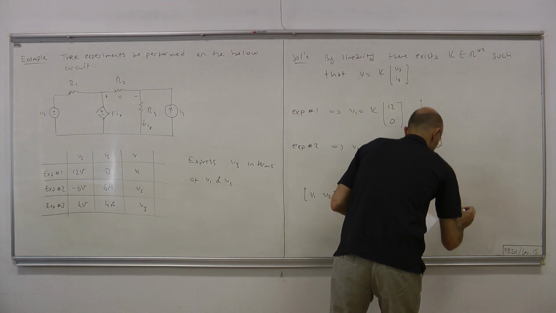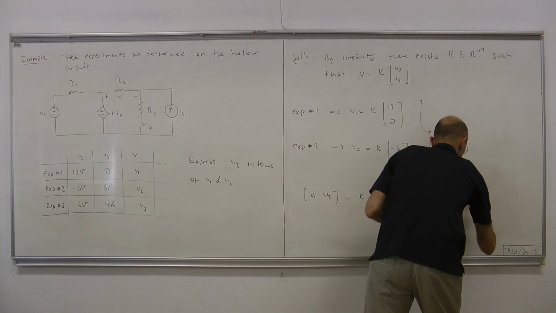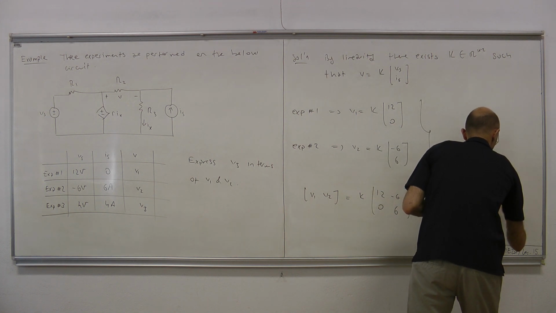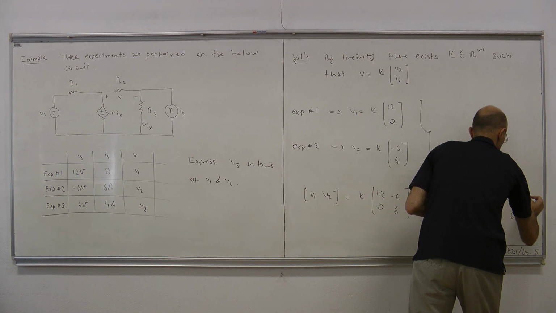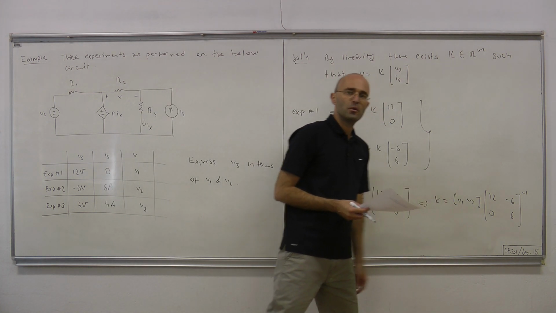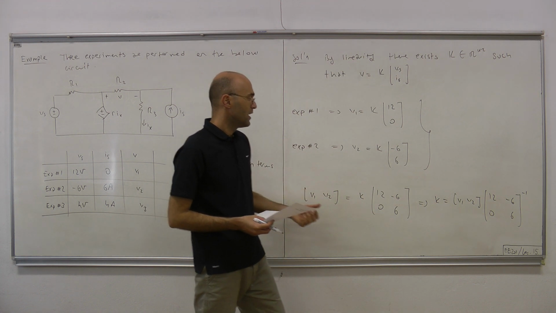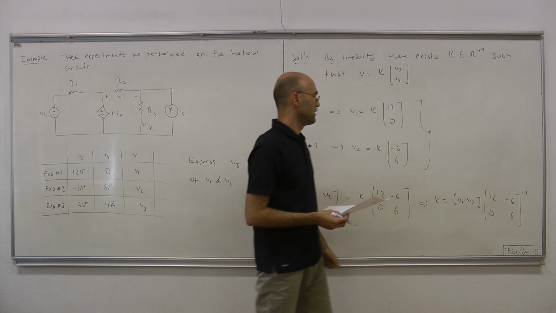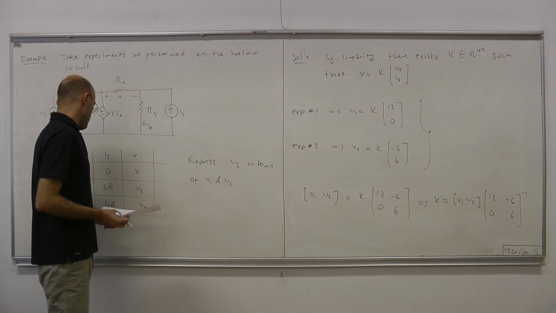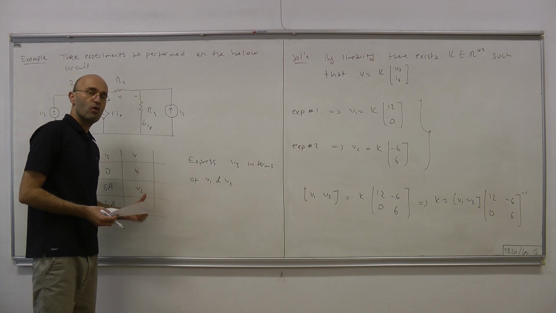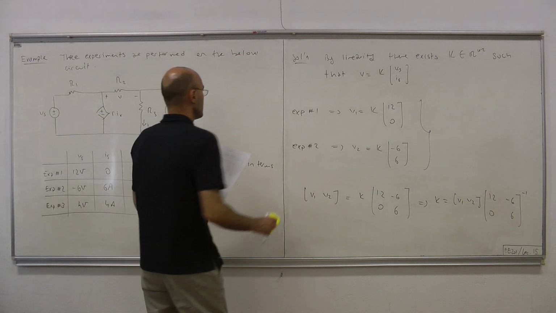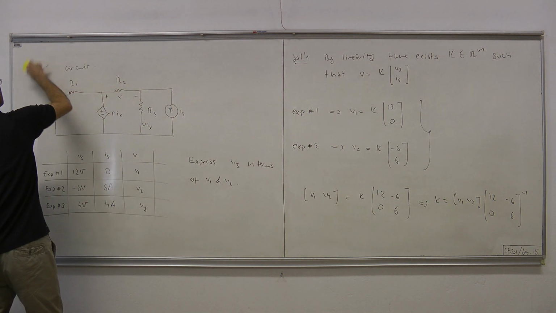Therefore, K equals V1, V2 times the inverse of that matrix, 12, -6, 6, 0, inverse. So if V1 and V2 were known, then K can be computed from these two experiments. And once we have K, we can compute V3 by multiplying the vector 4, 4 by that gain matrix K. Okay, so let's do that.